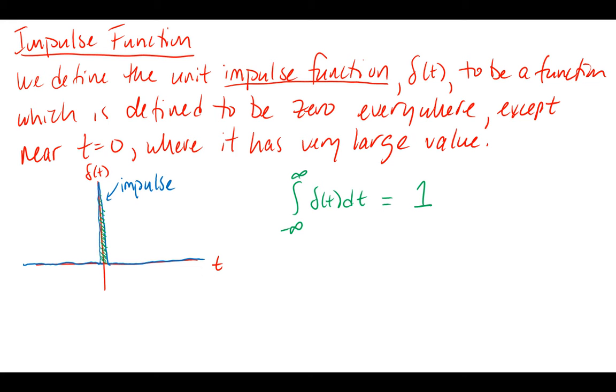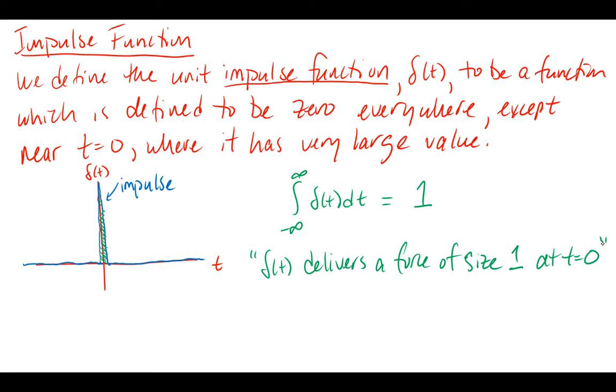So I'll write that down just for the physics people in the room who want to know, so what is this? I'll put this in quotes so you can see I'm talking about the human world here. The idea is that delta t delivers a force of size, or strength if you want, 1 at time 0, okay?